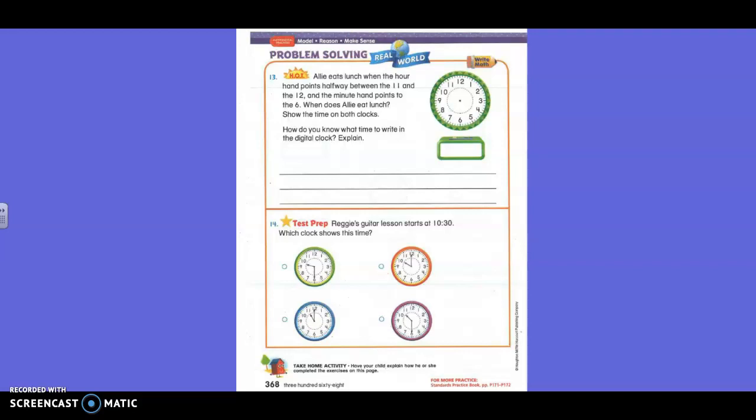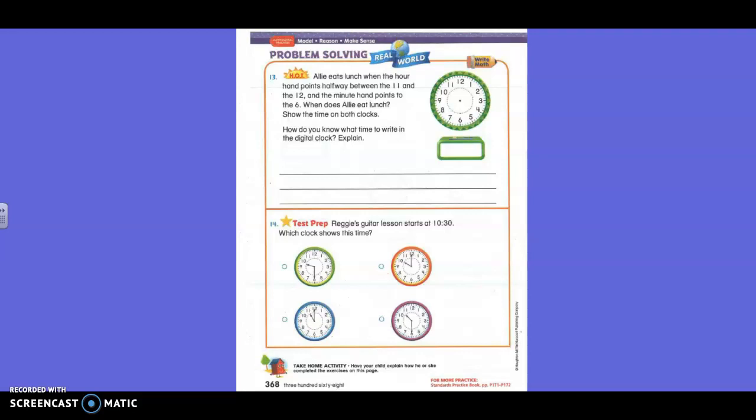Okay, hot problem. Let's read it. Allie eats lunch when the hour hand points halfway between the 11 and the 12, and the minute hand points to the 6. When does Allie eat lunch? Show the time on both clocks. Okay, I'll ask the second question next.